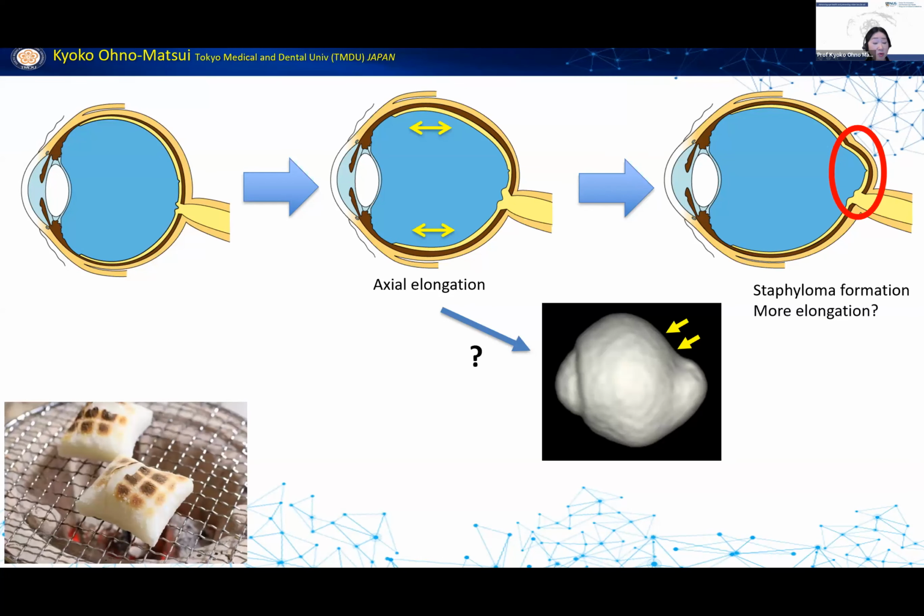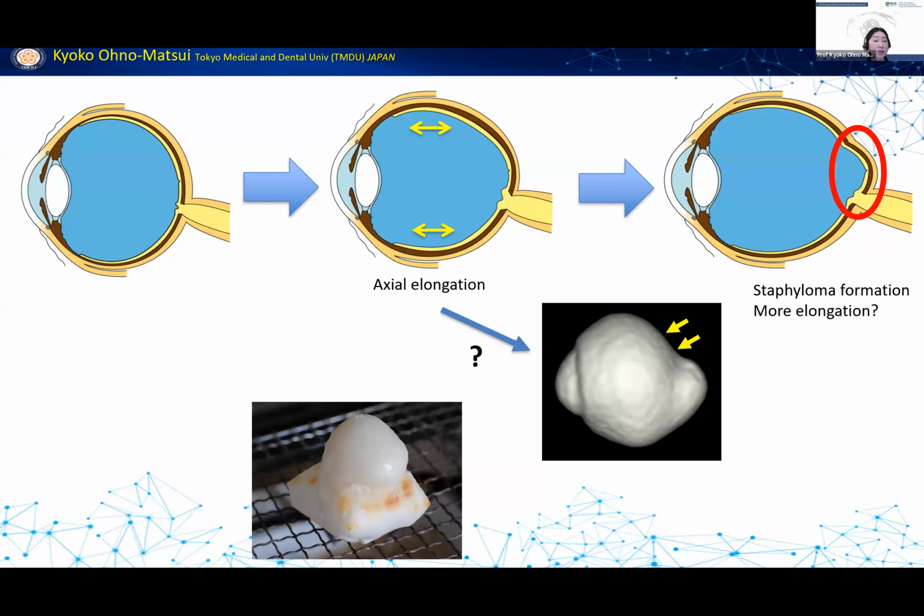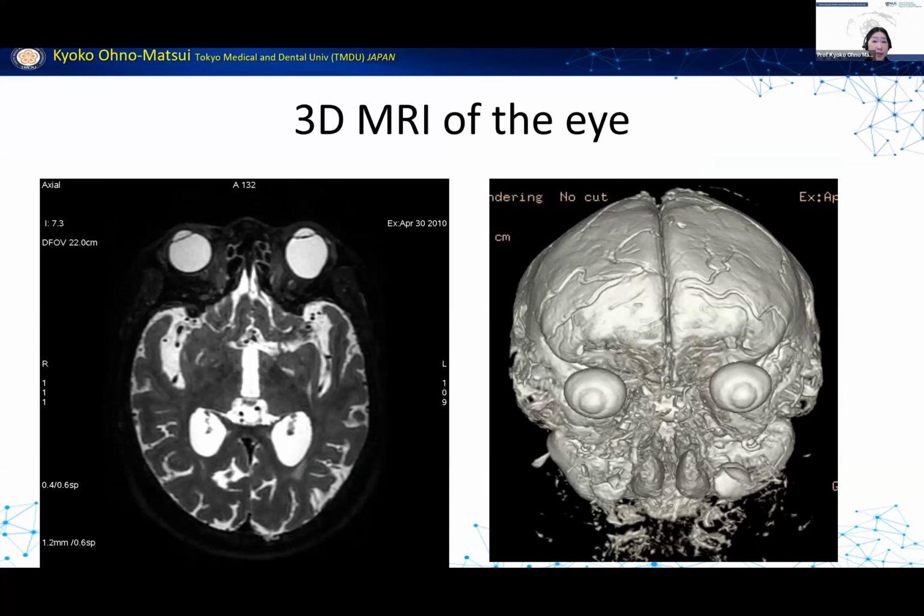So I often show this picture. This is a rice cake, and it uniformly swells first when we bake it. But once the central part pops out, the surrounding part becomes flattened. A similar thing might happen in staphyloma development. Staphyloma formation is not a continuum of axial elongation, but a drastic change of the entire shape of the eye. But how could I prove this hypothesis? To solve this, I needed to visualize the entire shape of the eye. That is why we developed 3D MRI.